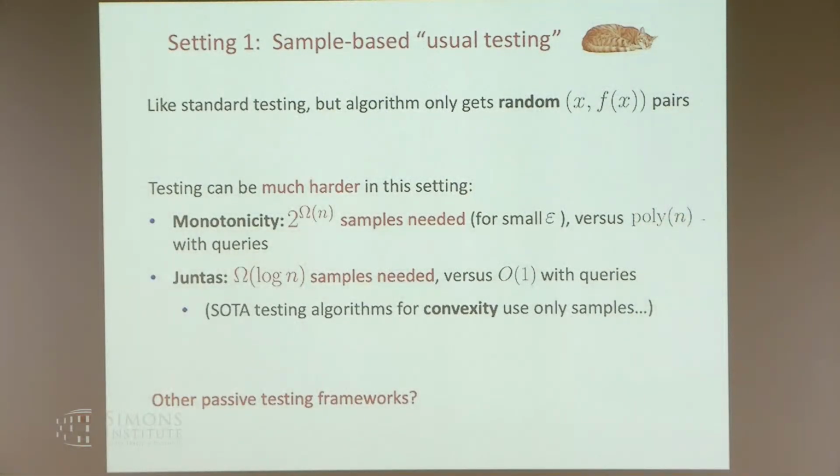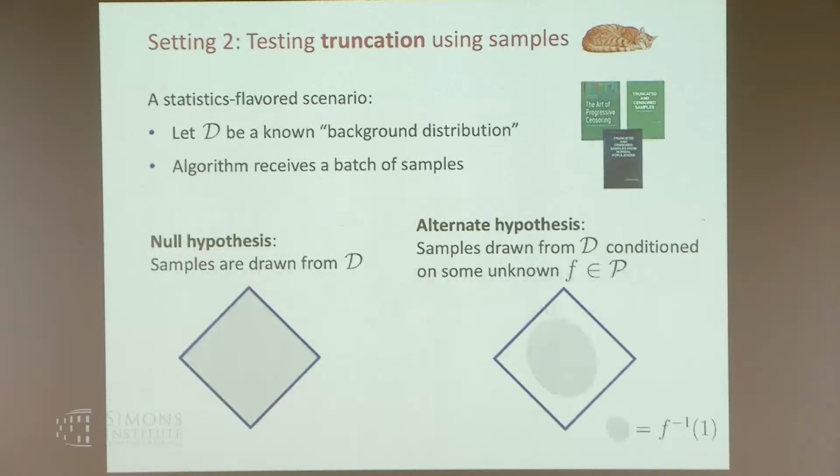Not too surprisingly. Maybe it's nice to have other examples of property testing frameworks where it's passive. Again, you only get random samples, but life doesn't just get harder, right? We have to change the problem somehow. So what I'll talk about next is something Shivam just talked about in the weekly seminar, but I'll keep it very brief. We're going to be interested in testing truncation using samples. So it's a scenario which has a bit of a statistics flavor. There's some known background distribution, call it calligraphic D. What happens to the algorithm? Well, it's this passive testing framework. It just gets a bunch of random samples independently drawn from this distribution D.